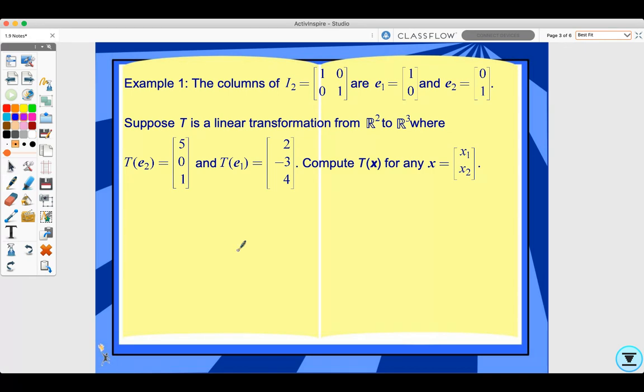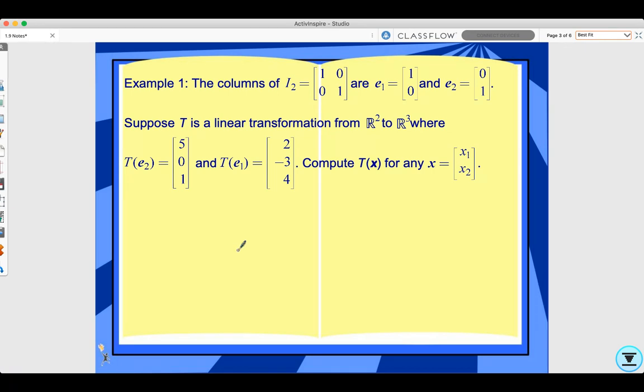Let's look at example 1. The columns of the identity matrix I_2 are (1, 0) and (0, 1), and e1 is (1, 0), e2 is (0, 1). Suppose that T is a linear transformation from R2 to R3, where T(e2) is (5, 0, 1) and T(e1) is (2, -3, 4). Compute T(x) for any x = (x1, x2).